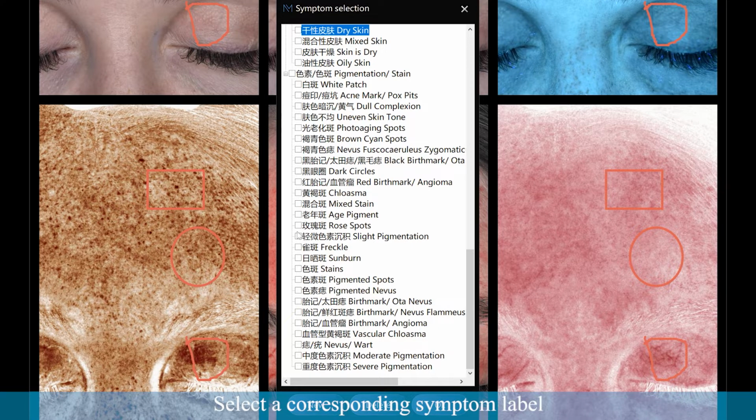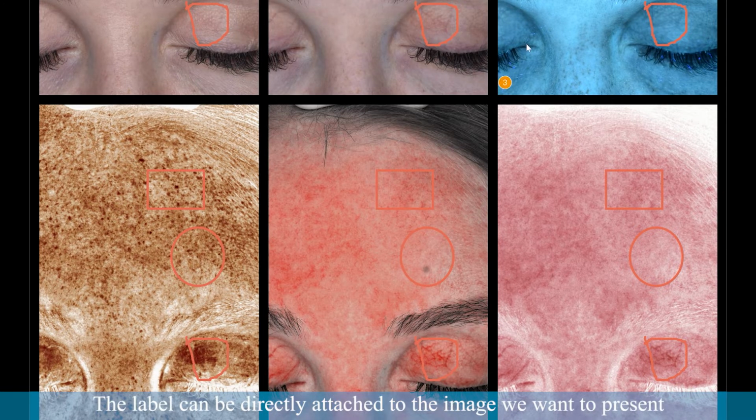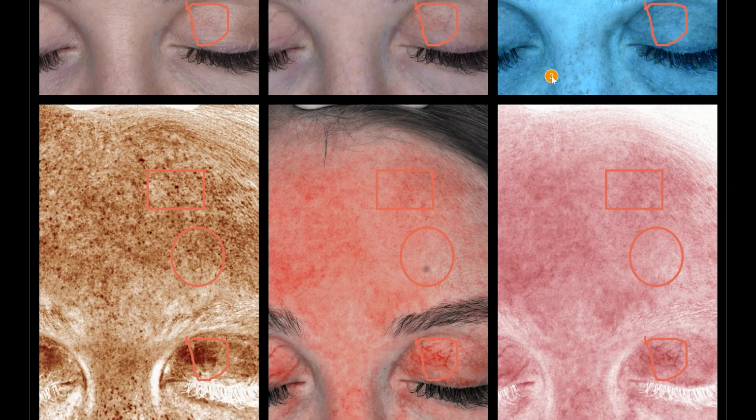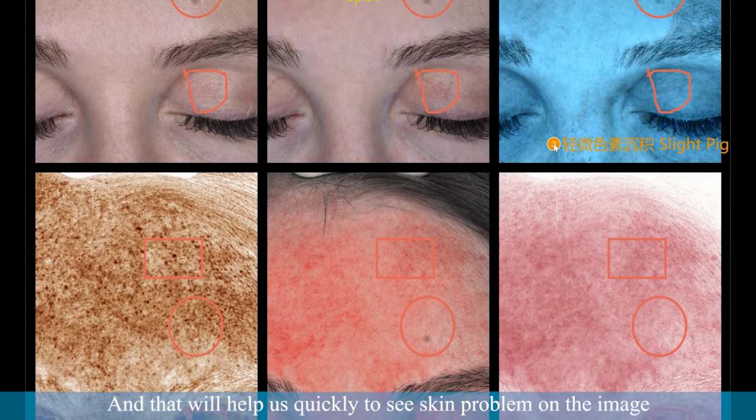Select a corresponding symptom label, check in the front of the small box. The label can be directly attached to the image we want to present. And that will help us quickly to see skin problems on the image.